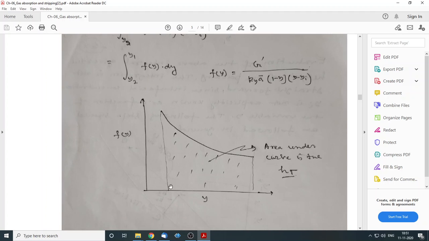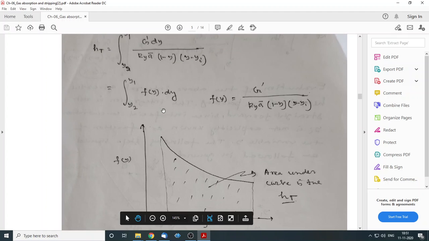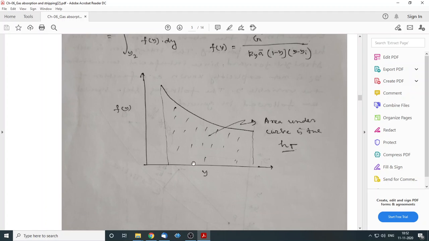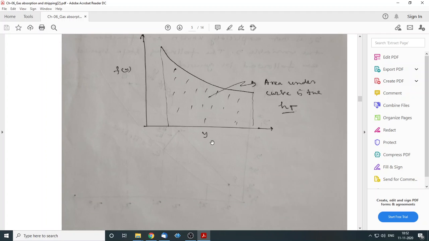For a particular y, I will calculate f(y) with this equation, and once I get it from y1 to y2, I will integrate numerically. The area under the curve, using either the trapezoidal rule or Simpson's rule, which you have studied in the numerical analysis course, will be the height of the column.